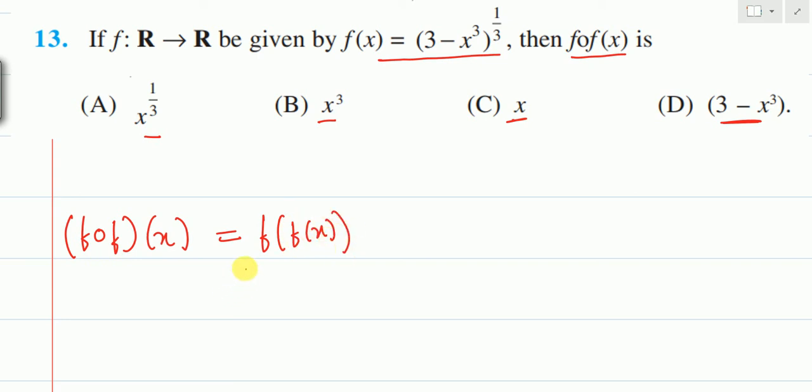You can observe here what is given in the question: f of x is 3 minus x cube whole to the power of 1 by 3.